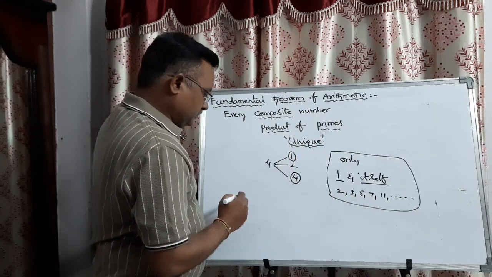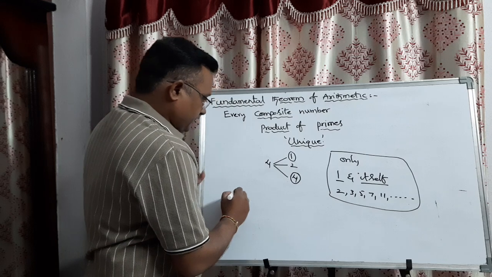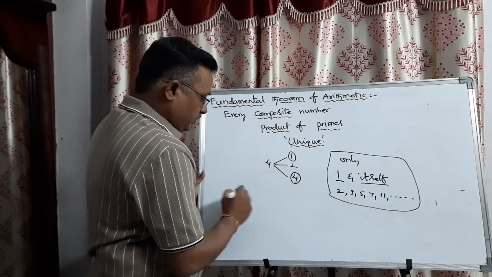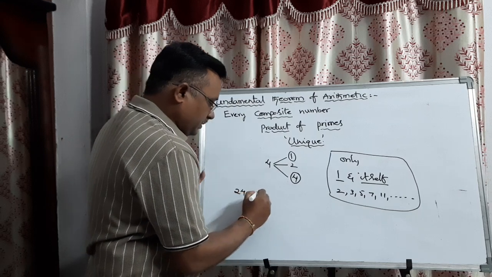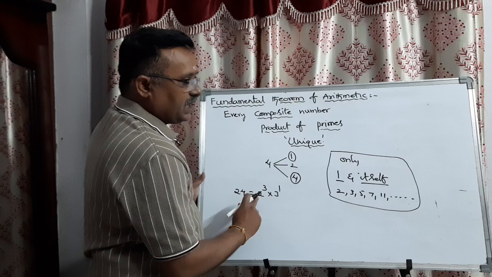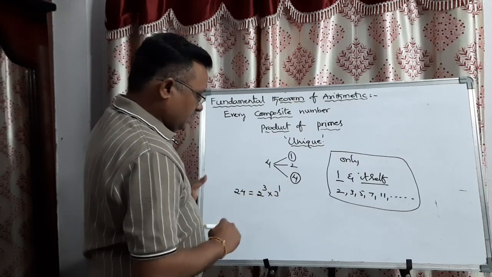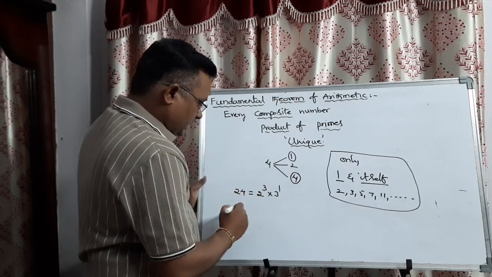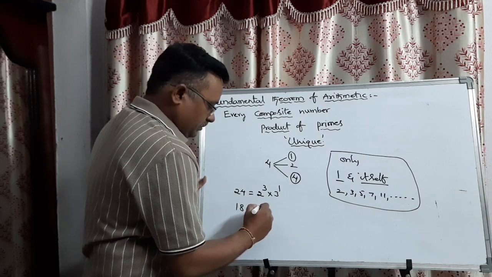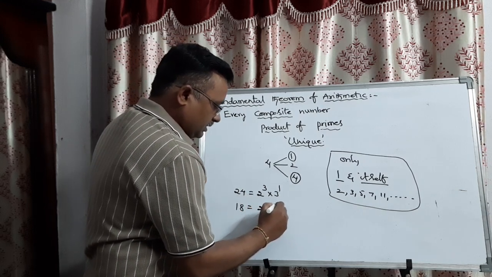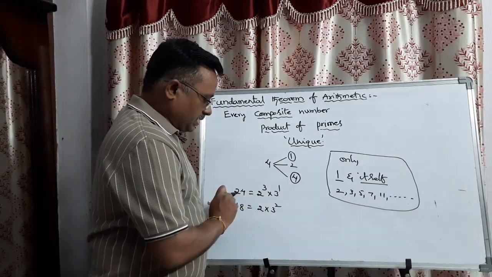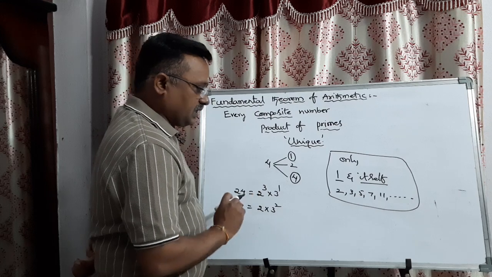For example, let us take the number 24. If you prime factorize 24, it will become 2 power 3 into 3 power 1. 8 3s are 24. Clear? In the same way, if you take 18 and prime factorize, this will become 2 times 3 square. So, 24 is a composite number, after prime factorization, like this.